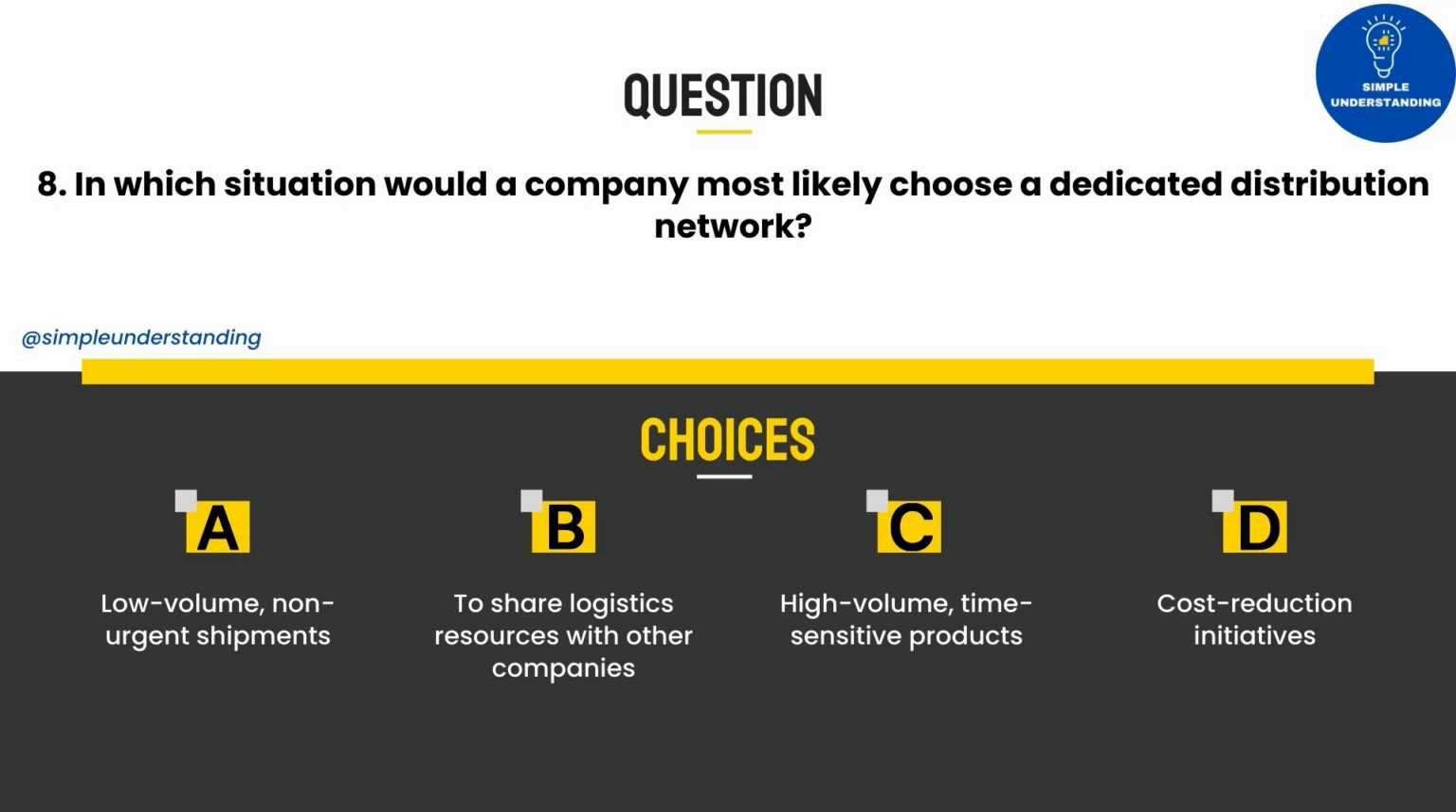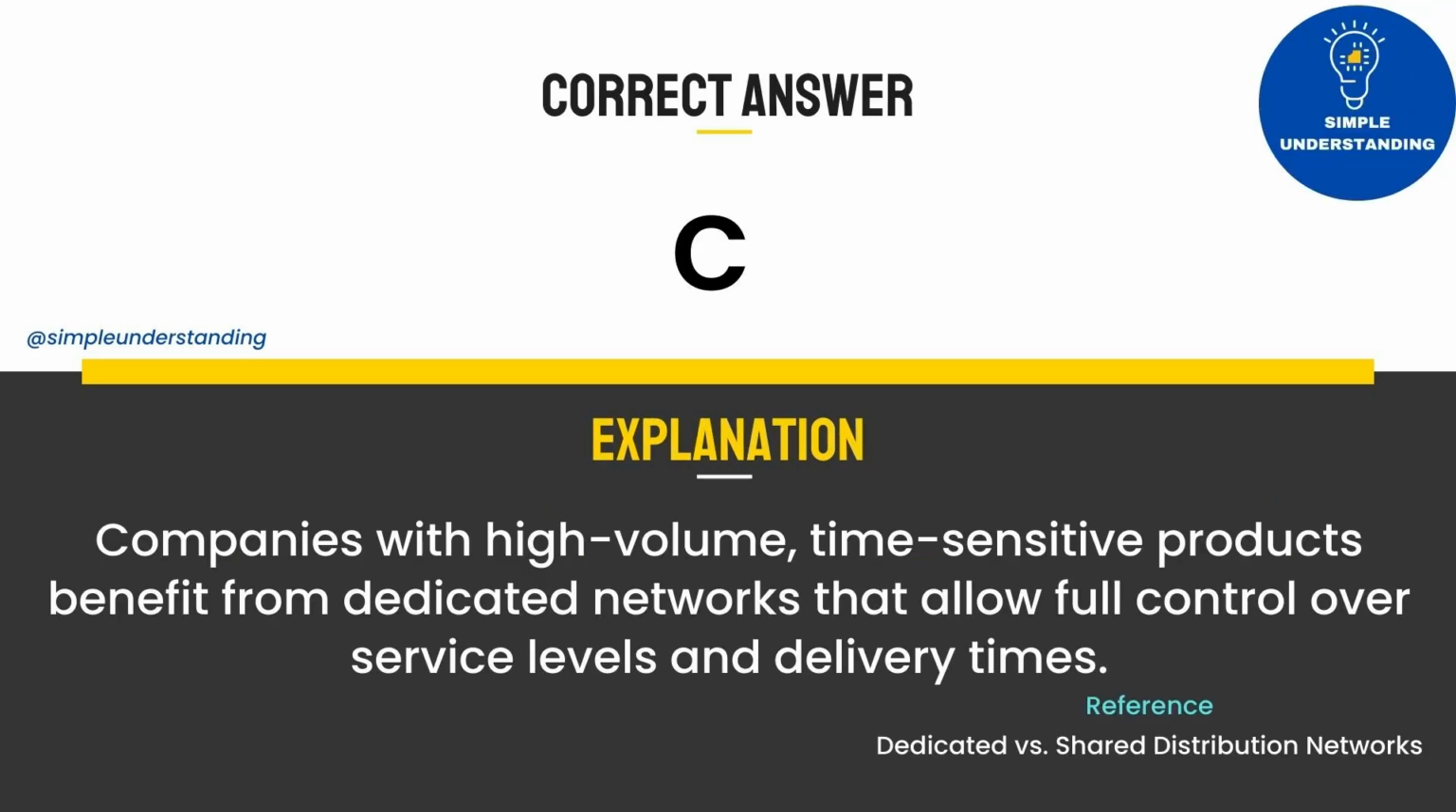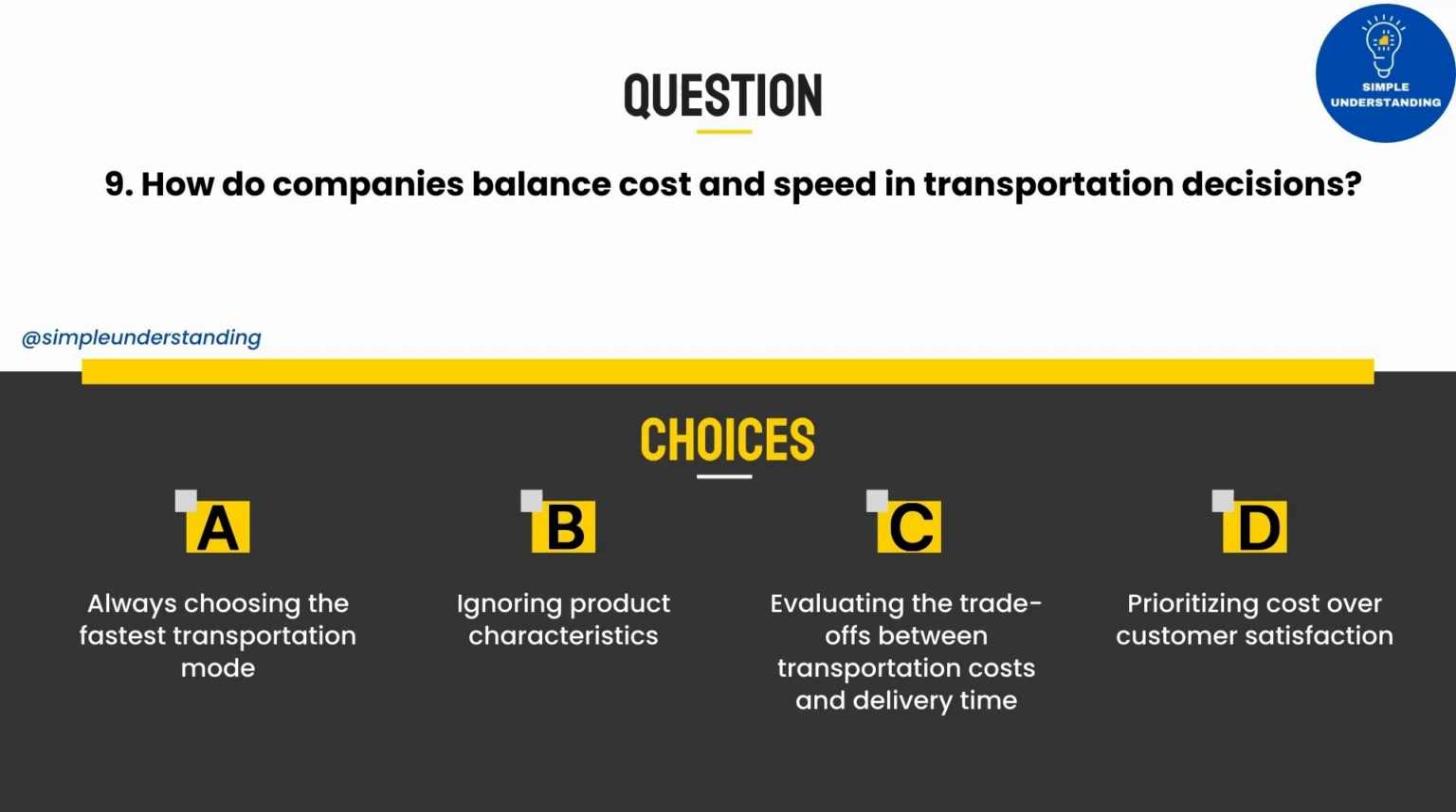8. In which situation would a company most likely choose a dedicated distribution network? A. Low volume, non-urgent shipments. B. To share logistics resources with other companies. C. High volume, time-sensitive products. D. Cost reduction initiatives. Answer C. Overall explanation: Companies with high-volume, time-sensitive products benefit from dedicated networks that allow full control over service levels and delivery times.